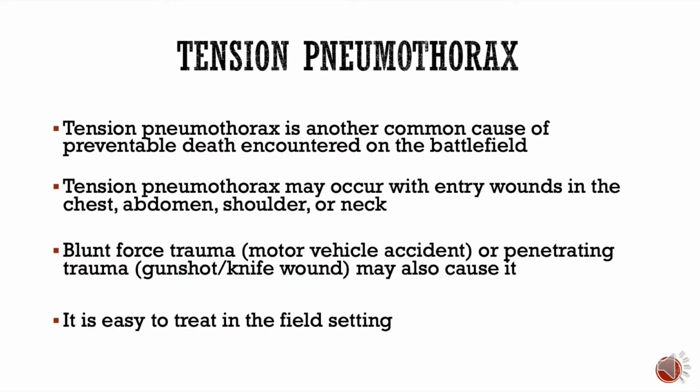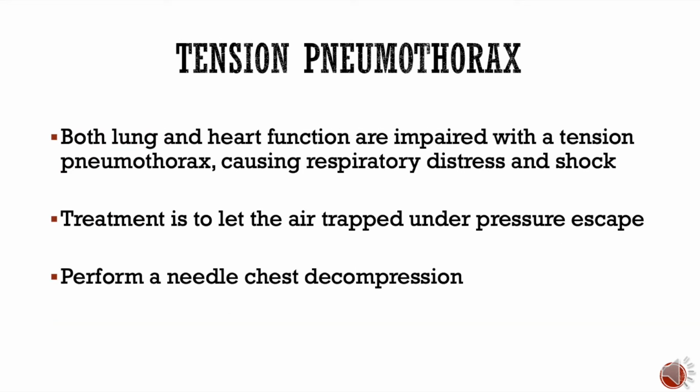Tension pneumothorax is another common cause of preventable death encountered on the battlefield. Tension pneumothorax may occur with entry wounds in the chest, abdomen, shoulder, or neck. Blunt force trauma, such as motor vehicle accidents, or penetrating trauma, such as gunshot or knife wounds, may also cause tension pneumothorax. It is easy to treat in the field setting. Both lung and heart function are impaired with a tension pneumothorax, causing respiratory distress and possibly shock. Treatment is to let air trapped under pressure escape. This is accomplished by performing a needle chest decompression.